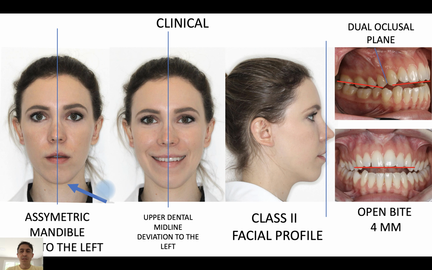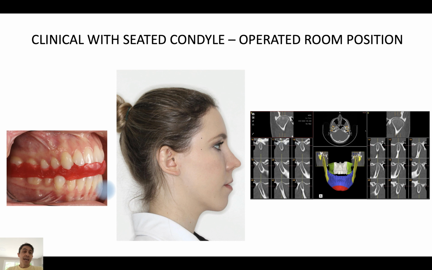And here you go, clinical examination. In this clinical examination, you can observe the extraoral and intraoral view of the patient. In the intraoral view, a dual occlusal plane and an open bite of about 4 millimeters is clear. In the extraoral examination, you can observe the class 2 facial profile, the upper dental midline deviation to the left, not too much tooth exposure during smile, no gingival exposure, and an asymmetric mandible with deviation to the left.